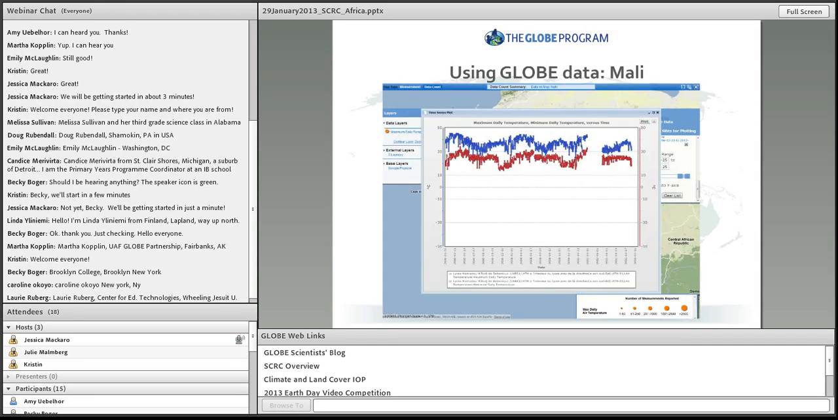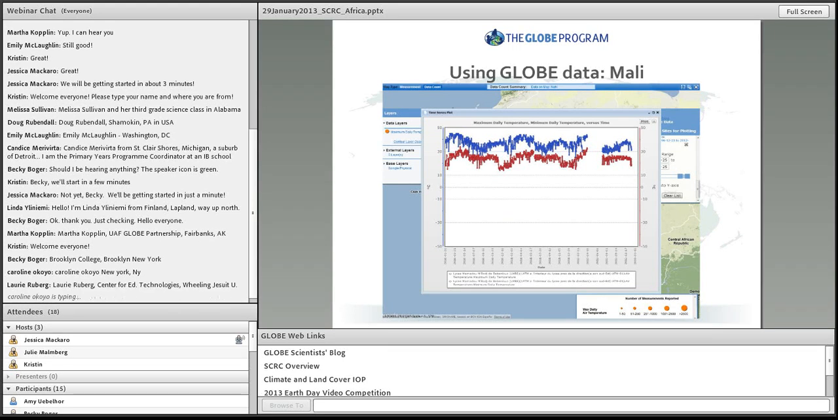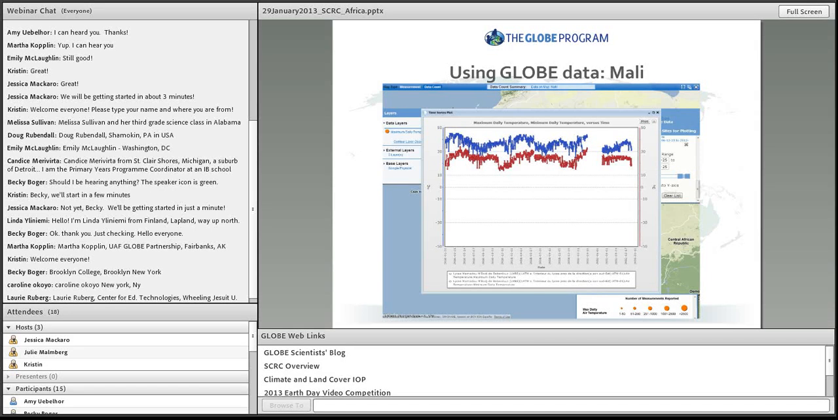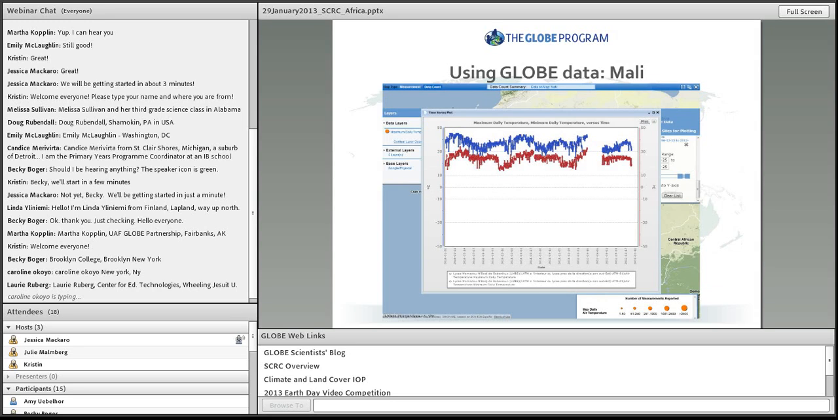So this is what came up when I clicked on that time series. And I thought, well, this is a pretty great record. There's a little bit of a gap in here for whatever reason, but in general, you can get a good idea of the annual cycle of daily maximum and daily minimum temperatures. And during 2012, there were many places in the world that experienced warmer than average temperatures.